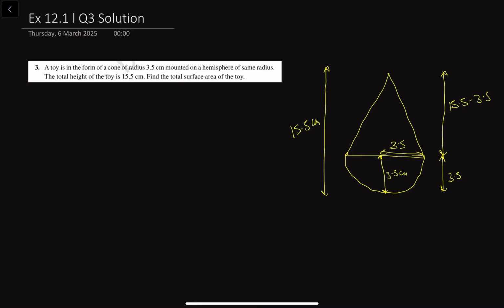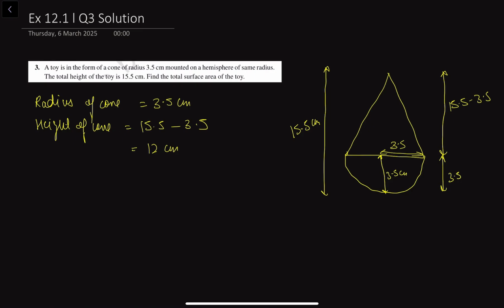Okay. So the total surface area of the toy would be the curved surface area of the cone plus the curved surface area of the hemisphere. First, let's find the slant height of the cone. The radius of the cone is 3.5 centimeters. The height of the cone is 15.5 minus 3.5, that means 12 centimeters. Okay, so let's find the slant height of the cone.